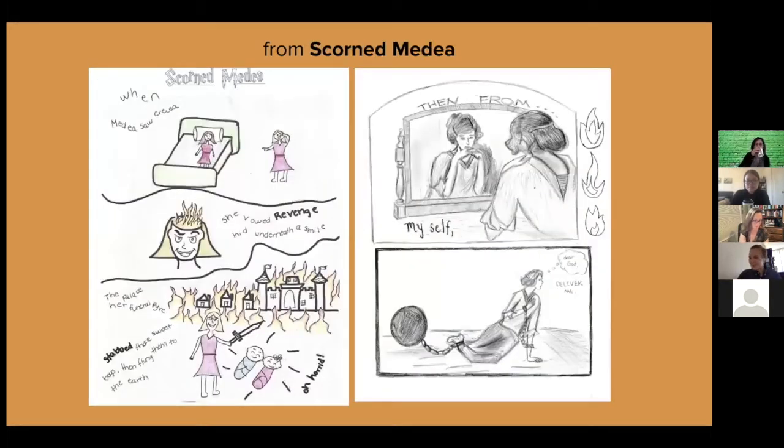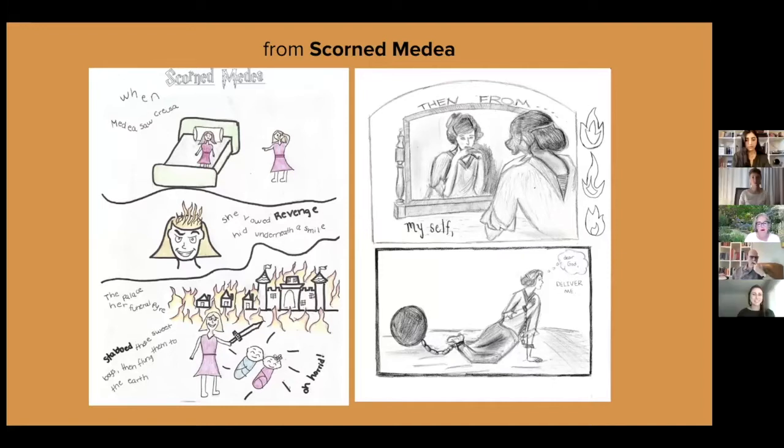These students, this is one of my favorites, who worked with scorned Medea, were interested in how this poem is both tightly narratively driven, really packed with story, and yet really chaotic, telling this very violent story and taking sudden unexpected turns.